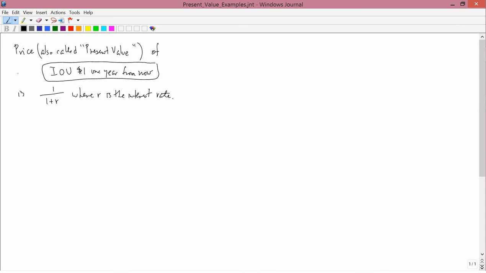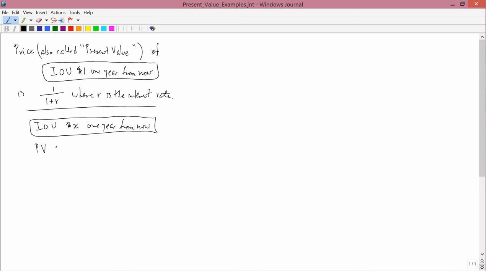Next example I want to consider is the pricing of an IOU promising to pay X dollars 1 year from now. The present value, PV stands for present value, of this promise can be thought of as just X IOUs for $1. So suppose there was an IOU promising to pay $10 a year from now. That's completely equivalent to 10 IOUs promising to pay $1 a year from now. And we know what that value is. It's just 10 times the value of this IOU, which is 1/(1 plus r).